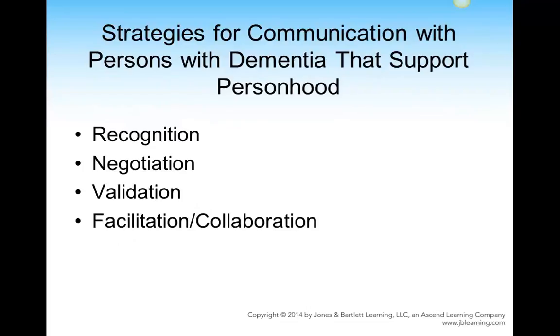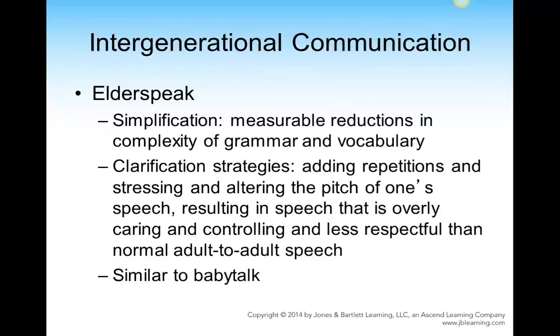So strategies that we need to do when patients have dementia and we're trying to support their person, we want as best we can to get that recognition, and that can be very difficult. You don't want to be in situations where you have to do a lot of negotiating. You don't want to give a lot of choices. You need to keep it simple. We need to validate the way they are feeling, and we want it to be a facilitative and collaborative approach.